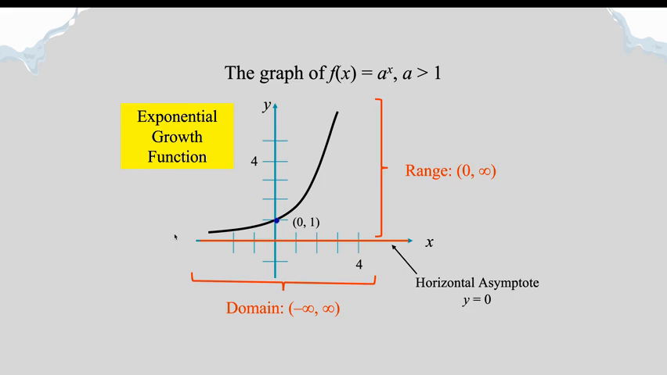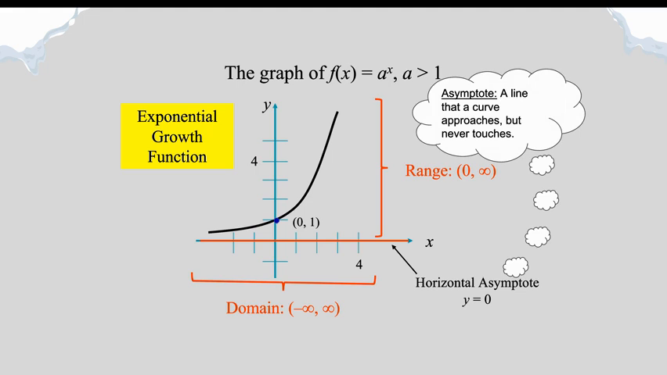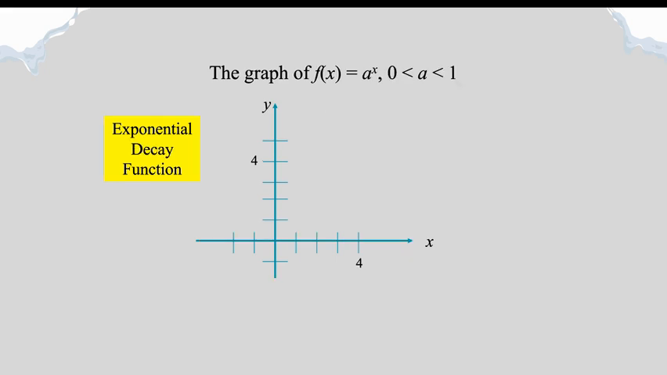So as this graph continues, it's going to get closer and closer and closer to 0, to which the y value is like 0.000001, but it's not actually touching 0. An asymptote, the definition of it, is a line that a curve approaches but never touches. It will never, ever touch that line.